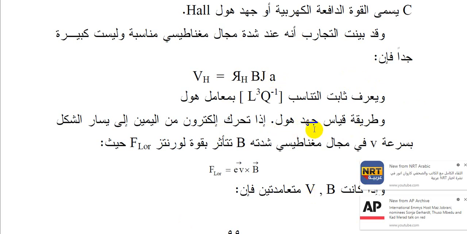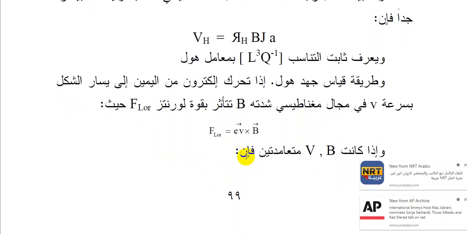The way of measuring the Hall potential: in order to gauge Hall potentials, if any electrons move rightwardly or leftwardly with velocity V in a magnetic field of intensity B, they are affected by the Lorentz force, where F Lorentz equals eV times B. The Lorentz force equals the electron charge times the velocity, cross multiplied by the magnetic field intensity B, where both B and V are vectors.